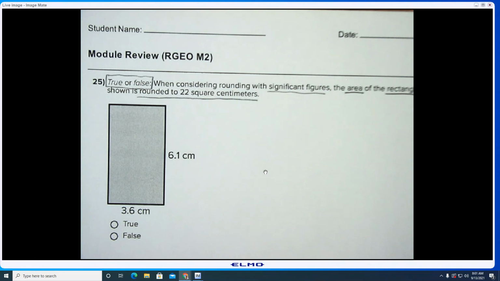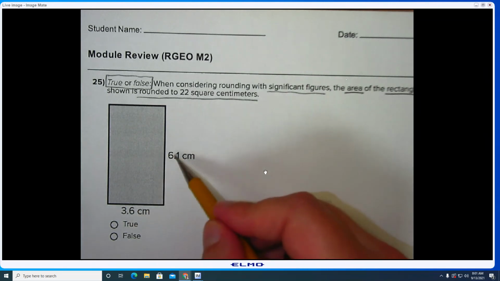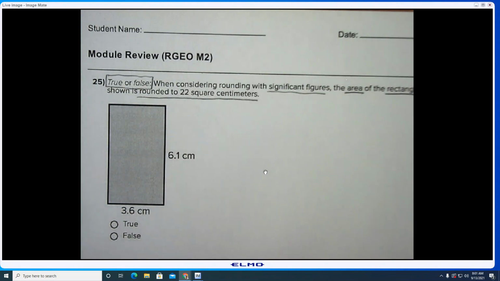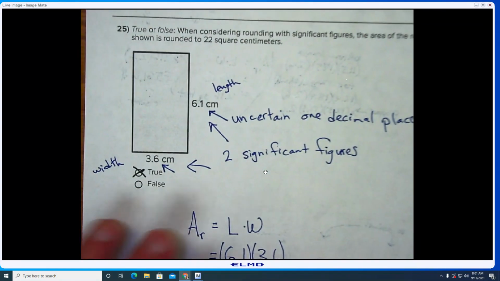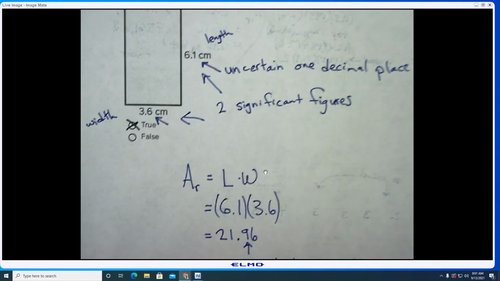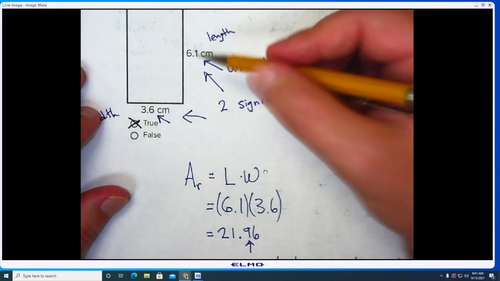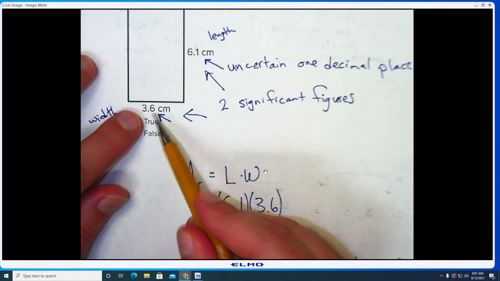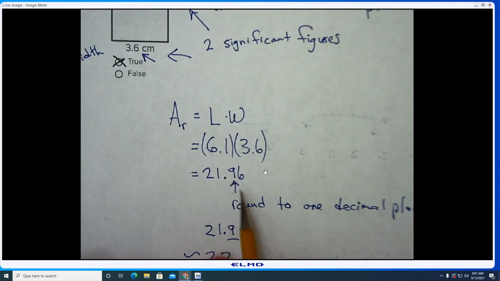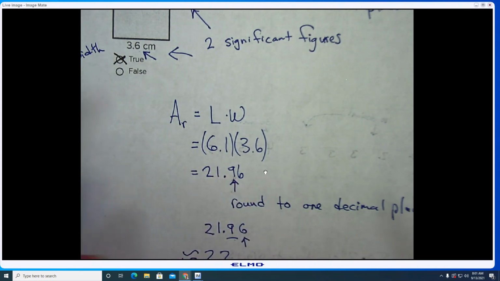So the idea here again is that this problem and this problem both have one uncertain digit and there are two significant figures to each one. So we'd have to calculate the length using that to tell us how to round. So we have one significant figure here, or one uncertain figure here, one uncertain figure here. That means our answer is going to round to the one significant figure. So it's rounding to the tenths place, basically.